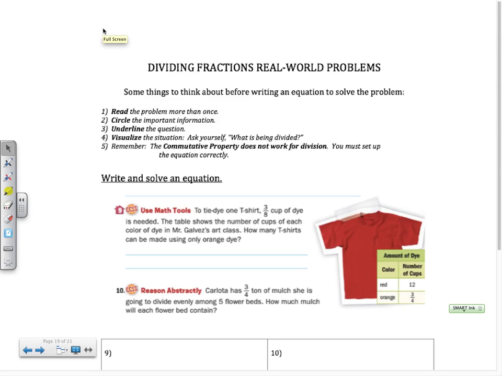Problem solving. So let's take a look at some things we need to keep in mind. We need to read the problem more than once to make sure we understand it. We need to circle what's important. We need to underline the question. We need to visualize the situation so we understand the problem. Ask ourselves, what is actually being divided? And finally, we must remember that the commutative property does not work for division. So you must set up the equation correctly.